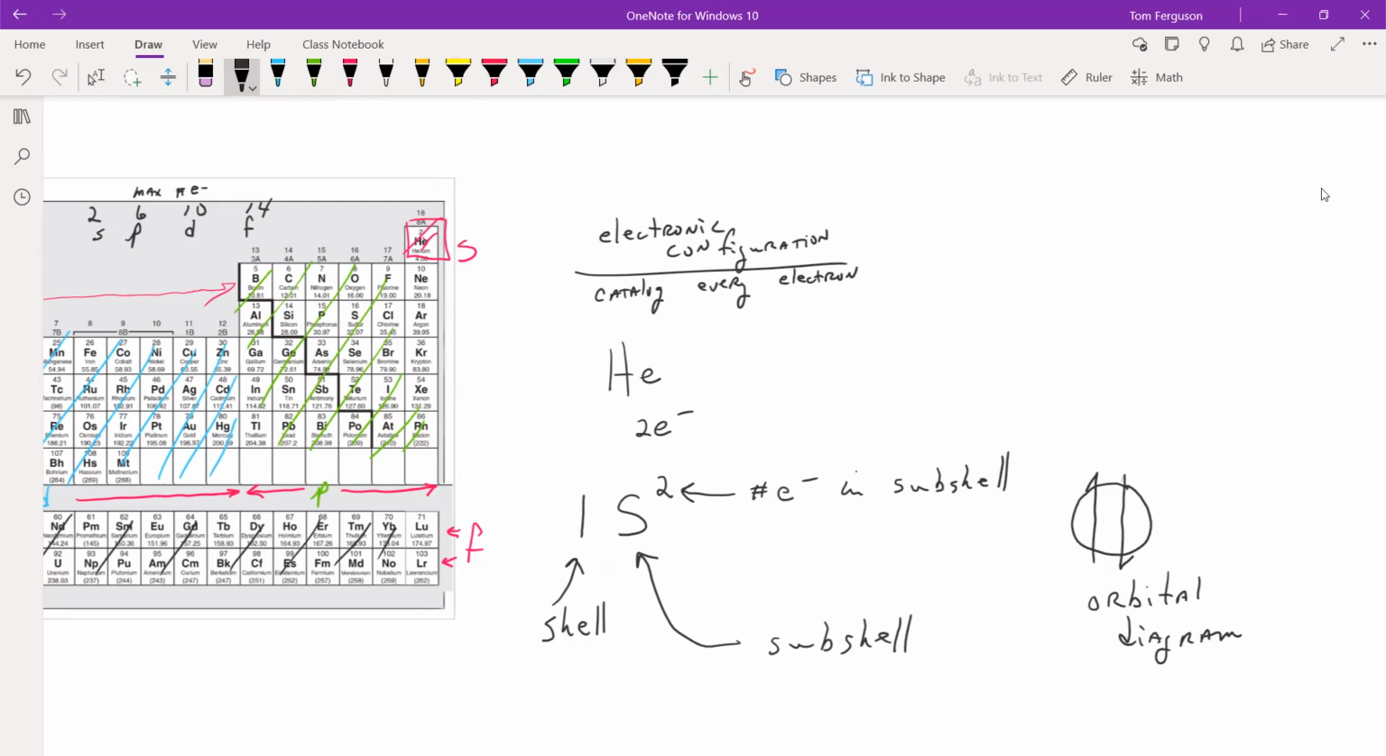Okay, so that's helium. You can also draw this, instead of a circle, as a box. Depends on whose textbook you're looking at. Some do boxes, some do circles. So you guys can do whatever you want, boxes or circles. Okay, so let's look at this orbital stuff in a little more detail here.